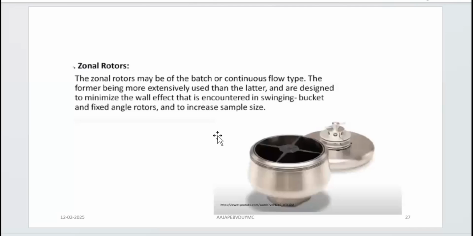There are, of course, low speed batch rotors of zonal rotor types, which are going to be, say, 5,000 revolutions per minute. And they are made up of aluminum, having thick, transparent top and bottom. So you can directly examine the particles which are sedimenting during the centrifugation process. Of course, you have high speed zonal rotors also, which are going to work at about 60,000 revolutions per minute.